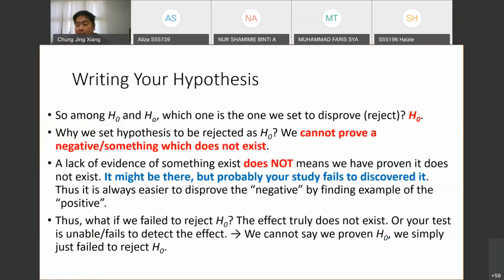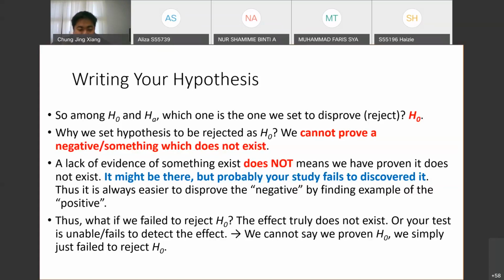So now you already know how to write your H0 and HA. Which one do we want to disprove, sorry, we want to reject? We want to reject the negative. We want to reject H0. Why so? The reason is that we cannot prove something that is negative, or that something does not exist. We cannot prove that there is no effect. It's difficult. A lack of evidence of something existing does not mean we prove it does not exist.